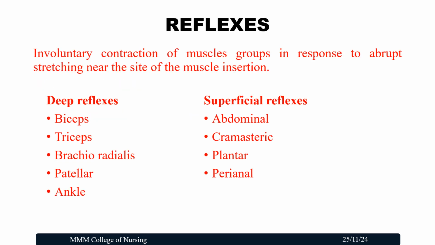The reflexes. Here, involuntary contractions of muscle groups in response to stretching near the site of the muscle insertion. There are two types of reflexes: deep reflexes and superficial reflexes. For example, deep reflexes include the biceps reflex, triceps reflex, brachioradial reflex, patellar reflex, and then ankle reflex. Coming to the superficial reflexes: abdominal reflex, cremasteric reflex, plantar reflex, and perianal reflex.